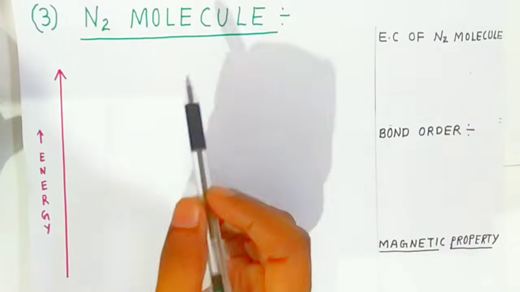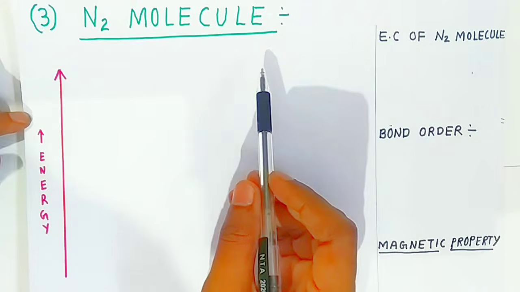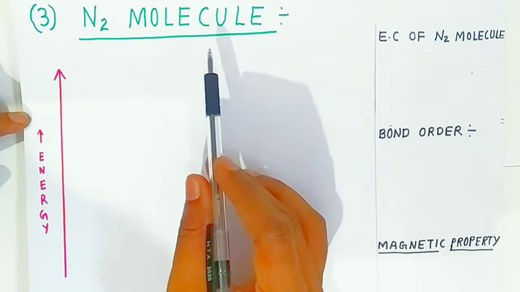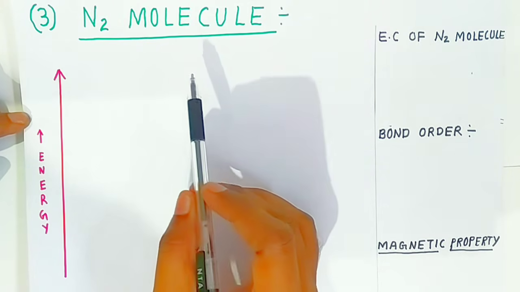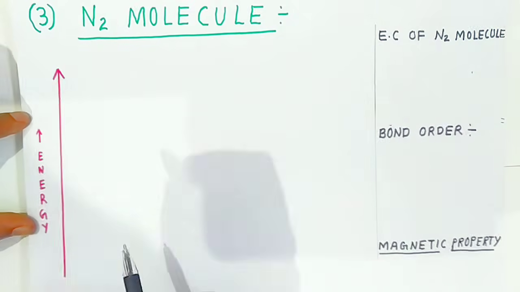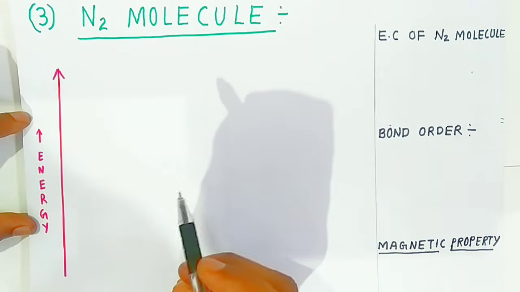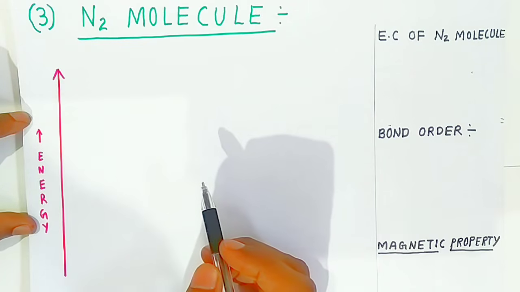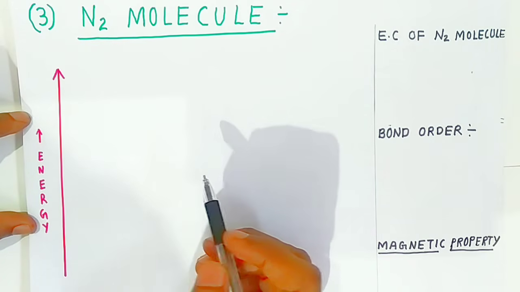Okay students, now we will see the next molecule, that is nitrogen molecule. Now what happens students, when the atomic orbitals of two nitrogen atoms combine, they will form the molecular orbitals. Now if you want to draw the molecular orbital diagram of nitrogen molecule students, first you need to know the electronic configuration of nitrogen atom.